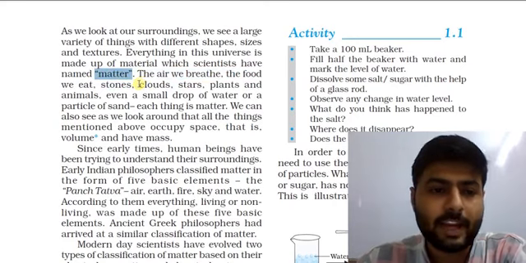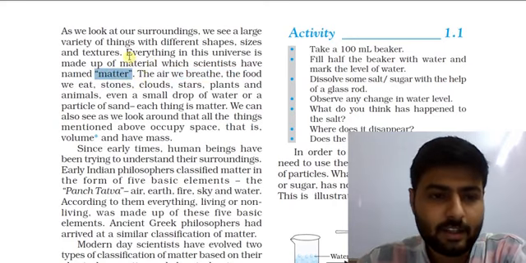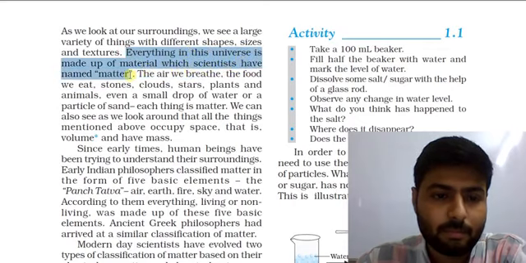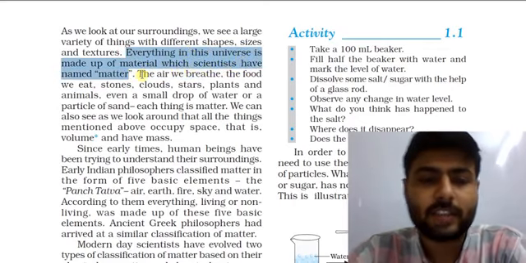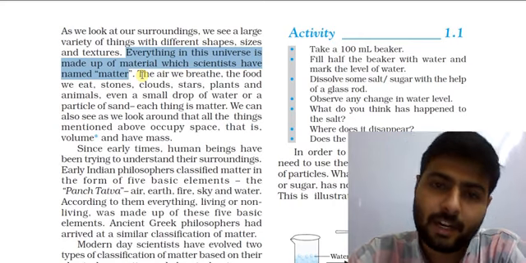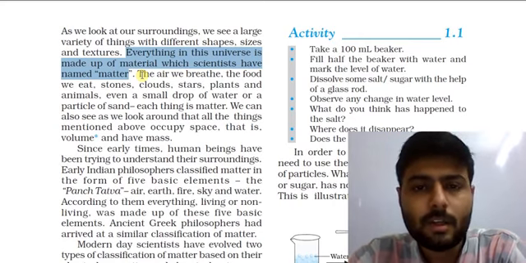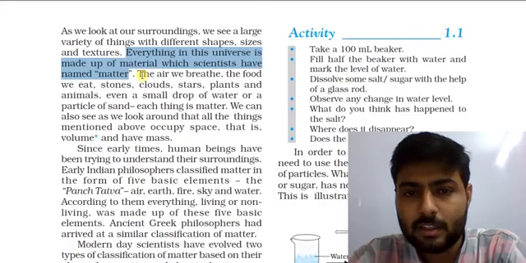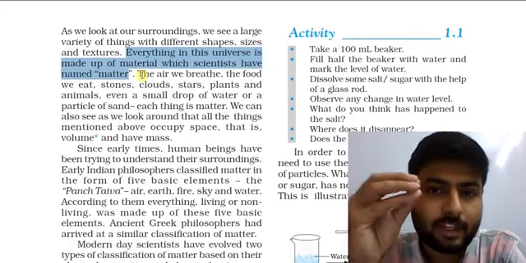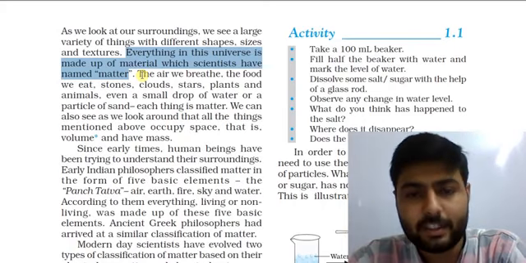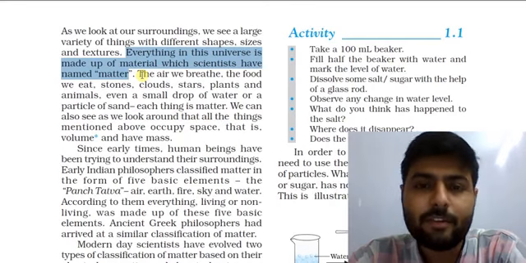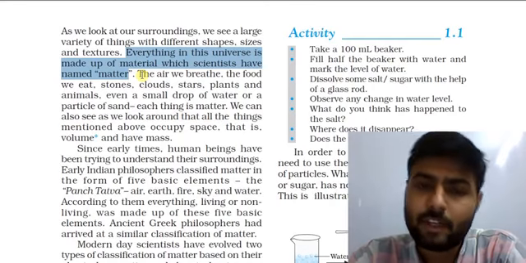So here we have the definition for matter. Everything in this universe is made up of material which scientists have named matter. So matter is nothing but the fundamental part of everything. It may be in a different form for different objects.